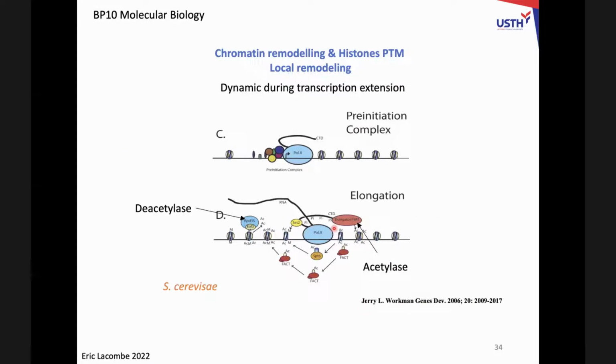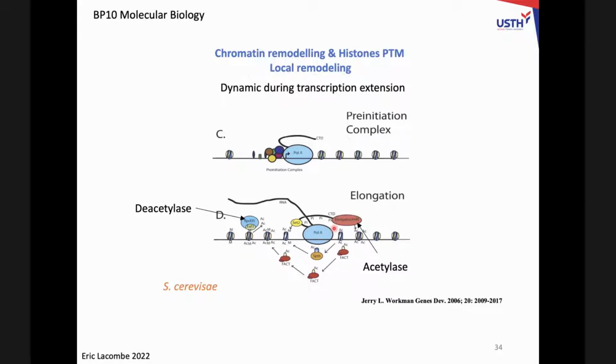Okay. Then, yesterday you asked me what's happening in that situation during transcription elongation. So we are keeping the same context. We are in a heterochromatic context, so condensed chromatin. A gene needs to be expressed inside this heterochromatin. So the first event is just the one that we saw in the previous slide: local decompaction at the site where the RNA polymerase needs to bind to DNA.